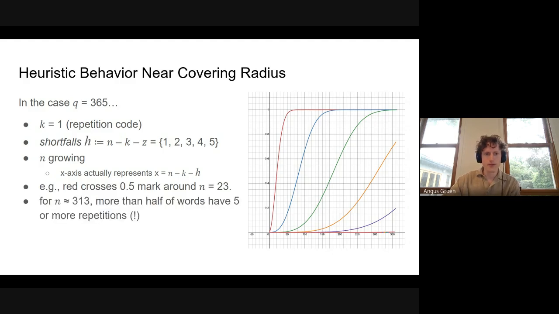And so, as you see here, our Q is only 365, so n being 313 is maybe a little bit unrealistic, but we can see that as n gets large, a lot of words actually have quite a lot of these duplicates.